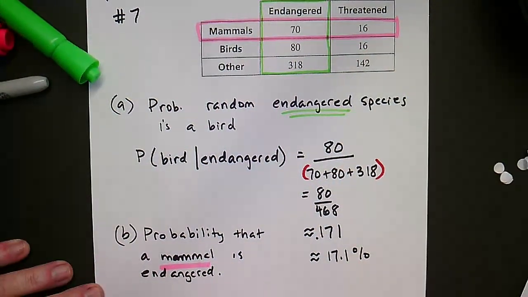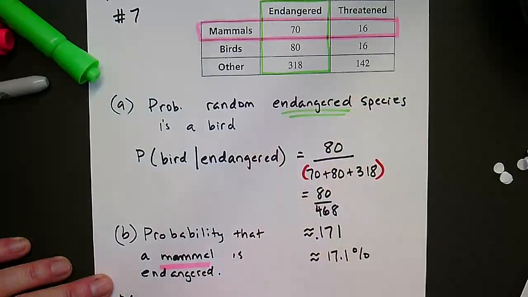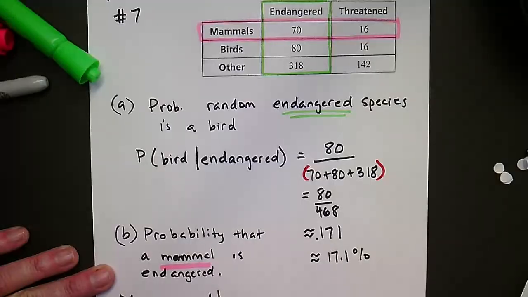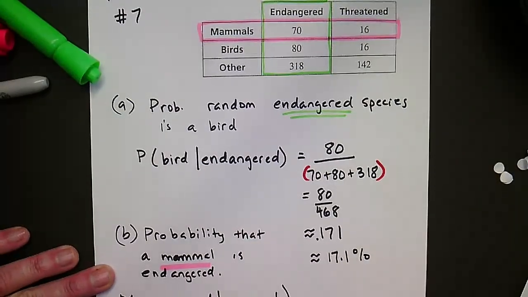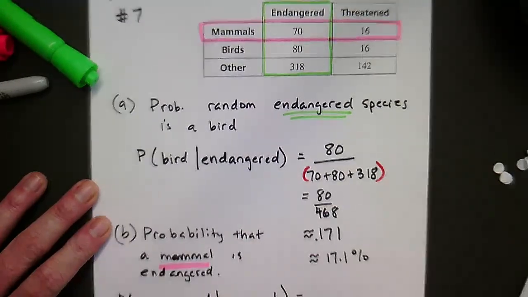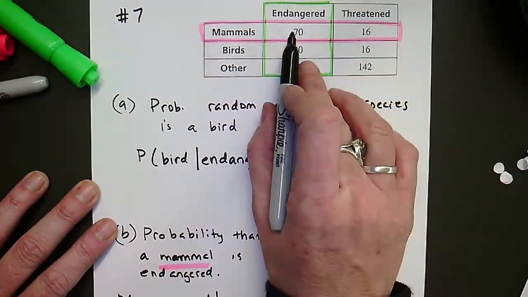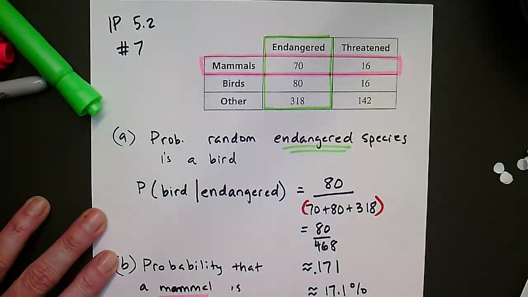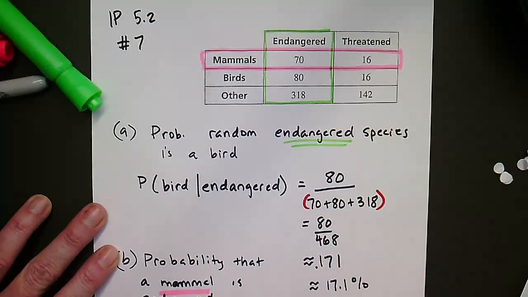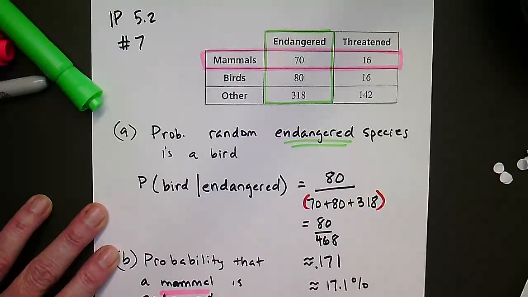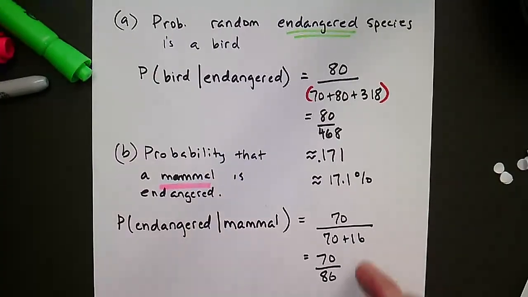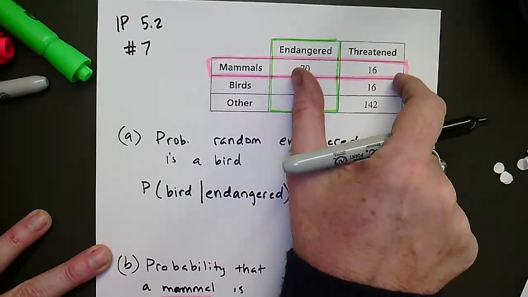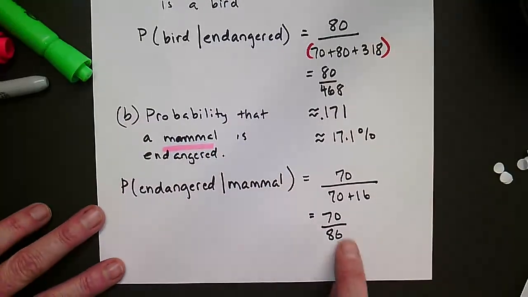So this looks like this. This is probability that we have an endangered species given that it's a mammal. Okay, well, endangered in the mammal category is 70, right? 70 out of. Now we need the total, 70 plus 16. So it looks like this becomes 70 out of 86. All right, we got 70 out of 70 plus 16. Again, that comes from here, 70 out of 70 plus 16. That's the total there. So that gives me 70 out of 86.